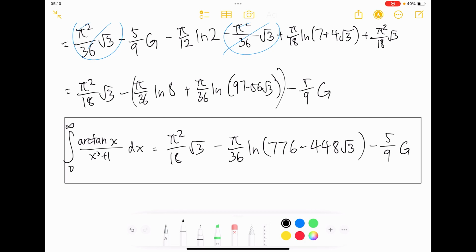Right. I'm just gonna rewrite the integral so that it's not touching the box. There we go. This is it. This is literally it.